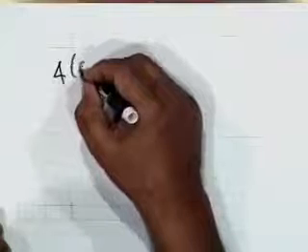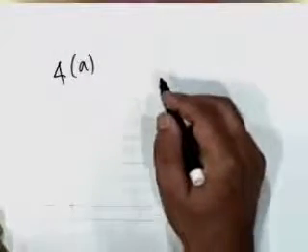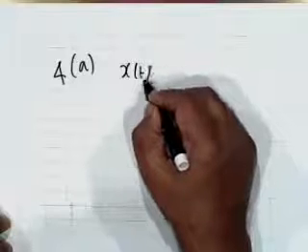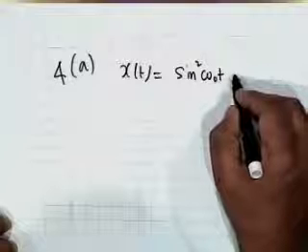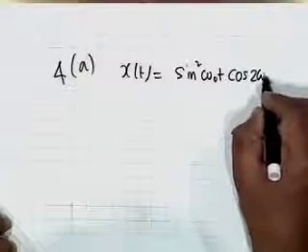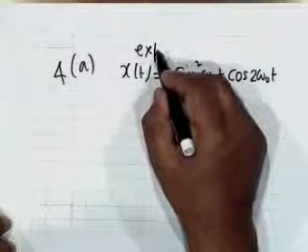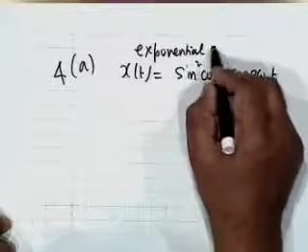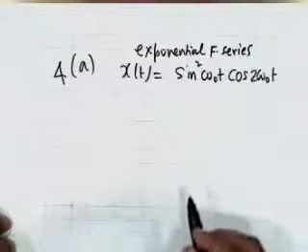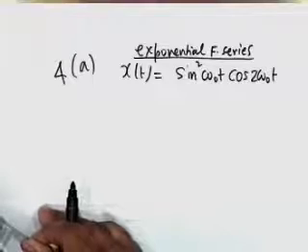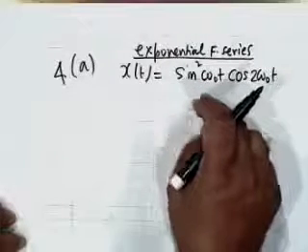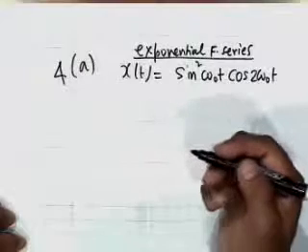Question 4a. Find the exponential Fourier series for the signal x of t equal to sine squared omega 0 t cosine of 2 omega 0 t. You have to find out the exponential Fourier series. Well, the question is, how do you look at it? Do you look at it as a general x of t, and therefore you write x of t as summation a k e to the j k omega 0 t, and find a k and all? No, it's much simpler than that.